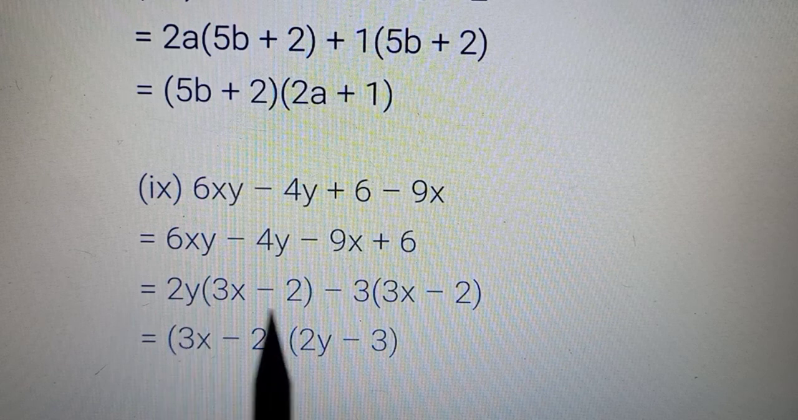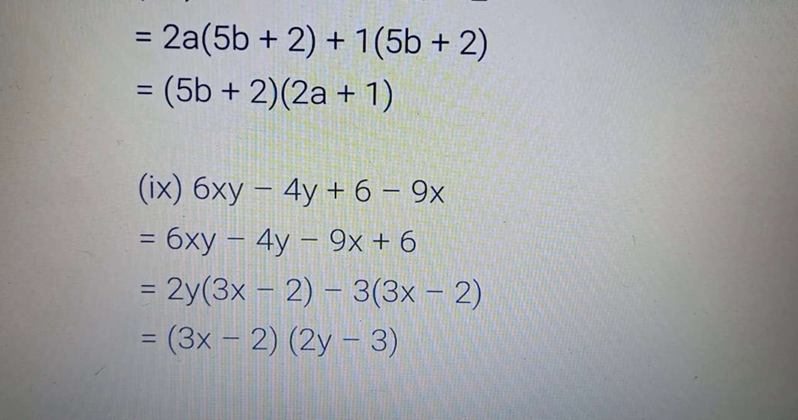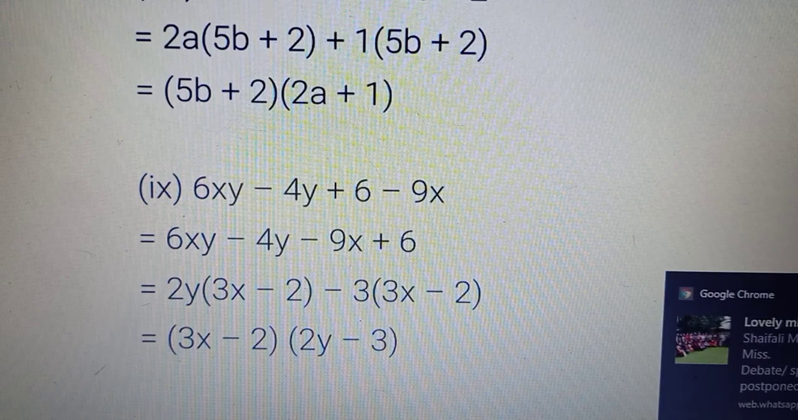Now we've got the same factor 3x minus 2, 3x minus 2, that will be taken common, so you'll be left with 2y and a minus 3. यहाँ से minus 3 and यहाँ से 2y. These are your two factors. Okay, so do it twice or thrice children, then you'll easily get it.